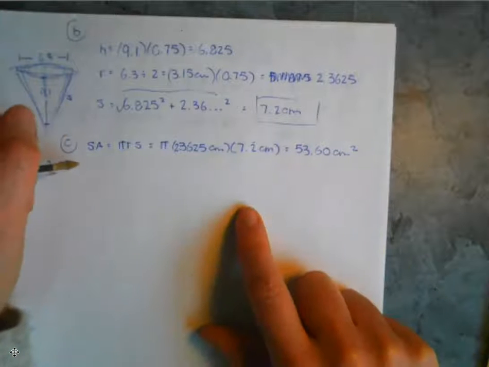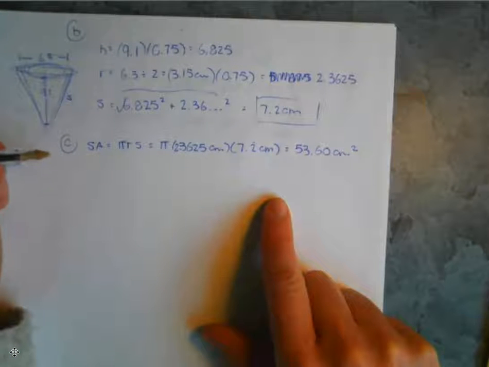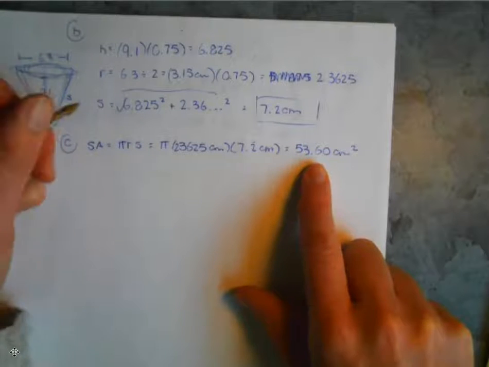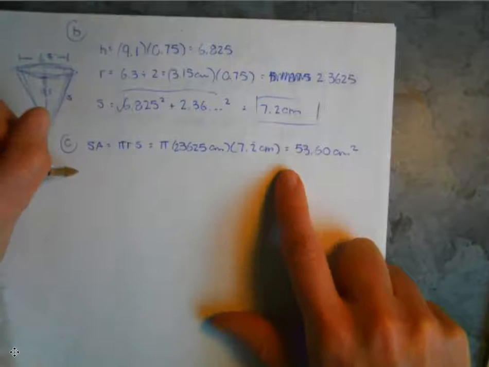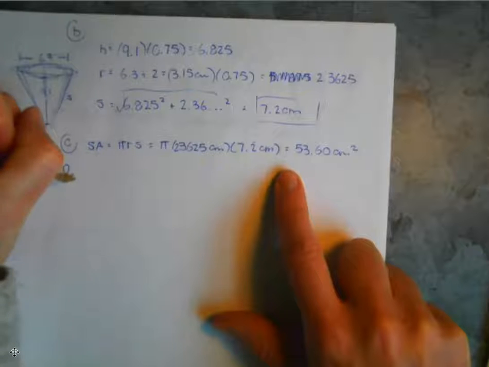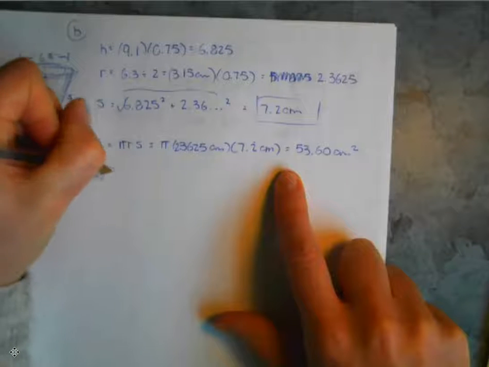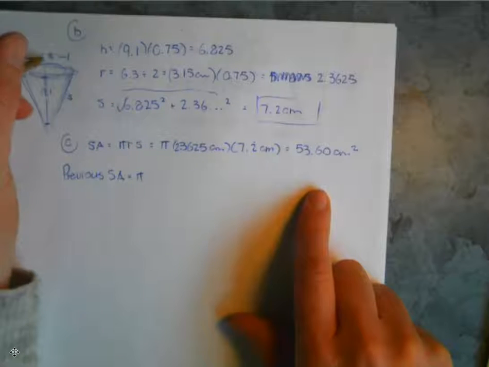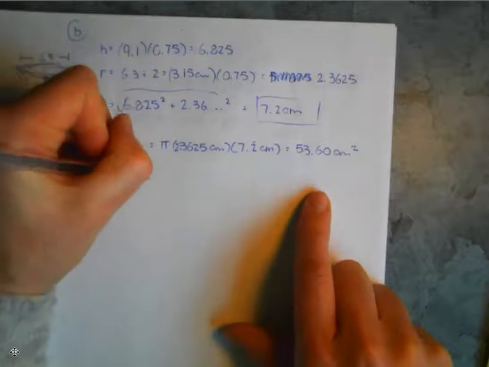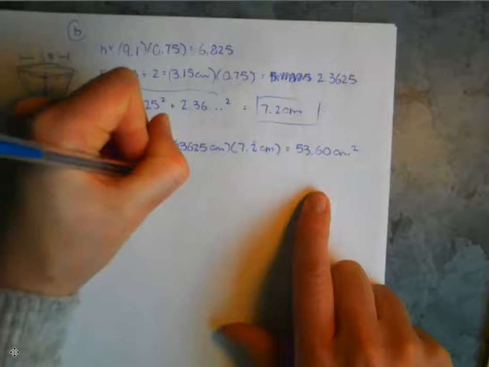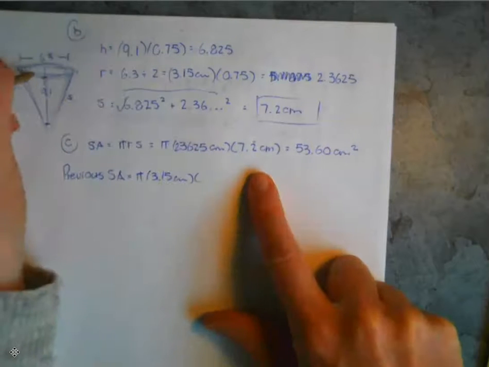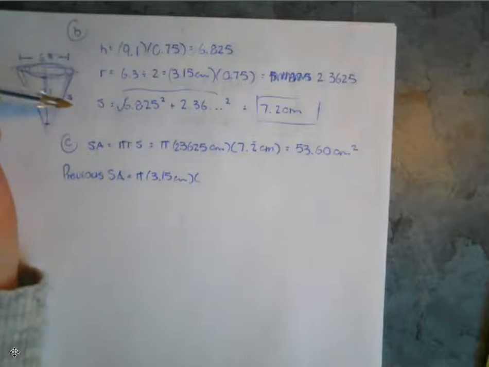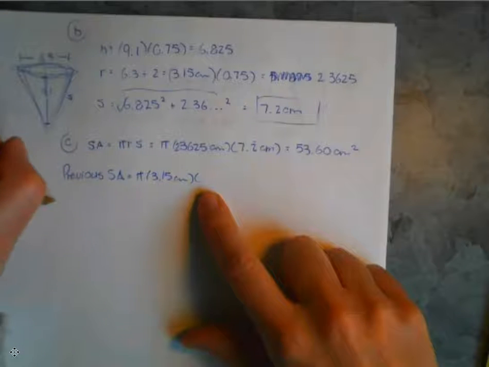Now, in order to know how much material the company is saving, I need to know what the previous surface area was and find the difference between them, because that's the amount that's being saved, right? So previous SA is going to be pi times the original radius, which was 3.15, times, let's see, original slant height, which we never calculated. So we're going to have to really quickly figure that out.